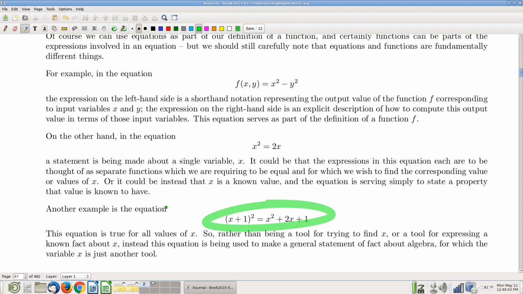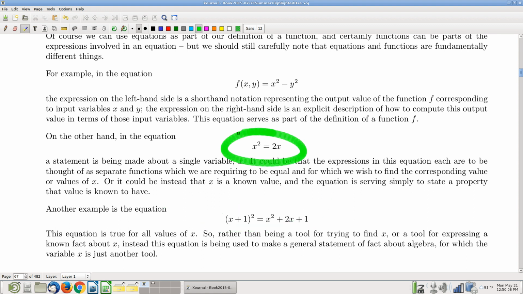This is what's called an algebraic identity. This is always true. This is how algebra works. x plus 1 quantity squared is equal to x squared plus 2x plus 1. It expands like this. So it's an equation. It's a statement that's being made with an equal sign about two expressions being equal. In this case, they're always equal.